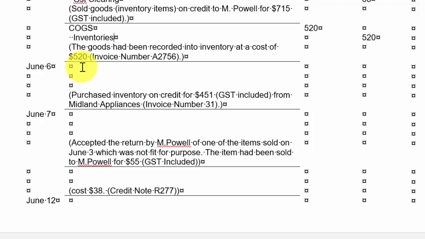On June the 6th, we purchased inventory on credit from Midland Appliances. So we've got inventories that we purchased, which is an asset.